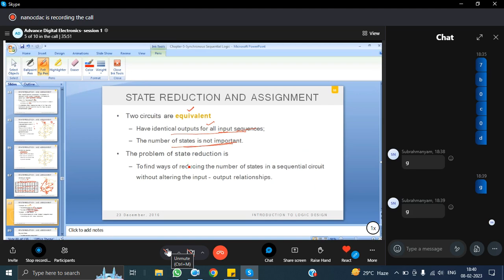The main intention of state reduction is to find ways of reducing the number of states in a sequential circuit. Here, the input-output relationships must not be altered.